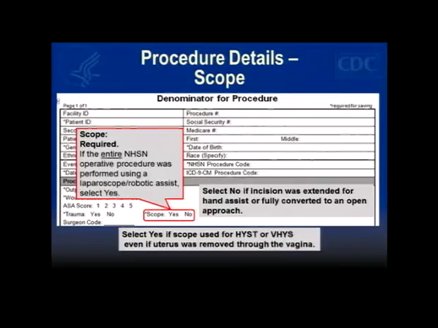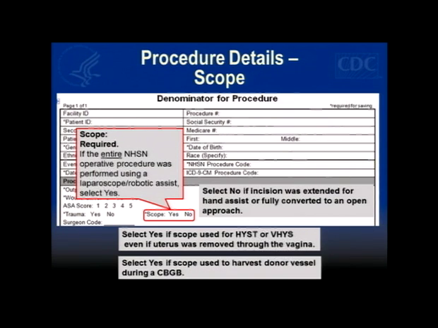So again, for scope regarding HYST or VHYST, make sure that you say yes, regardless of how the uterus was removed, whether it was through the abdomen or through the vagina. And again, those ICD-9 codes will help you after the fact to know whether you've picked the right category.